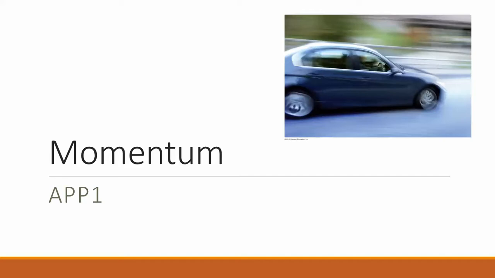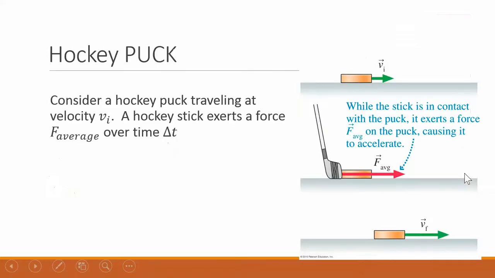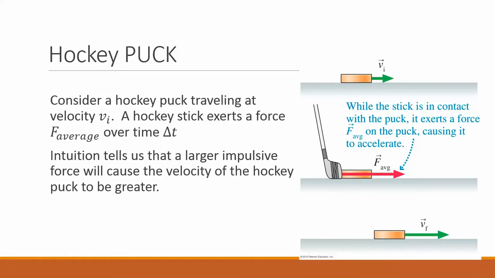In this lesson, we're going to introduce the idea of momentum. So consider a hockey puck traveling along a surface at an initial velocity, Vi, and the hockey stick comes and exerts an average force over a time delta t. Our intuition tells us that a larger impulsive force on the hockey puck will give a larger final velocity of the puck.